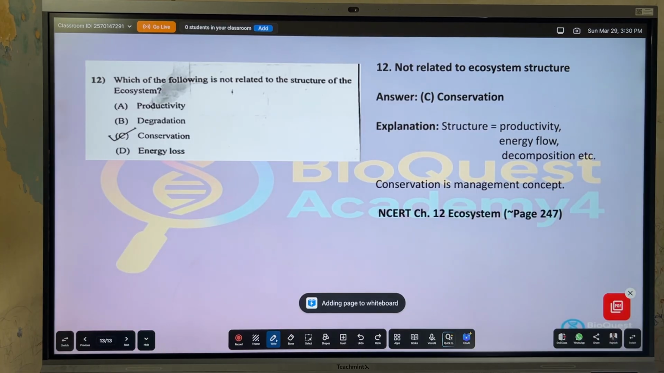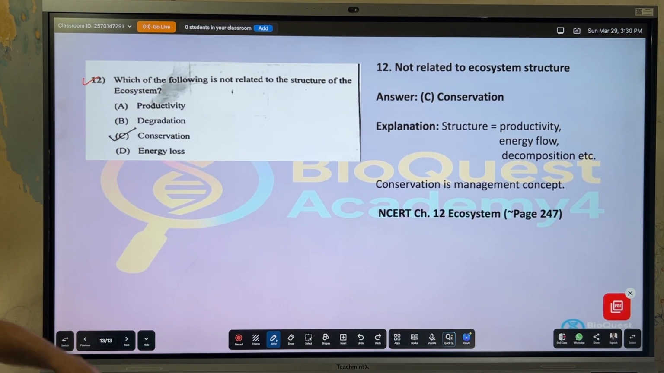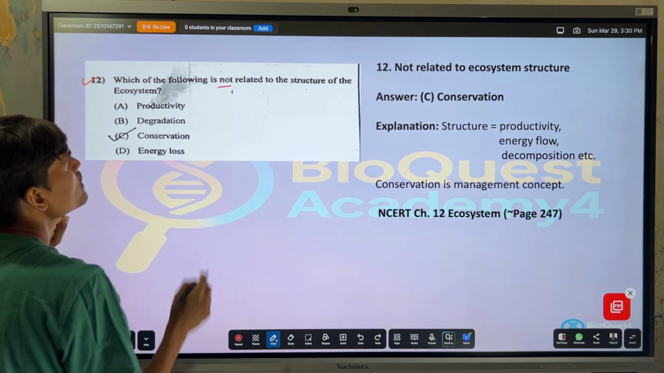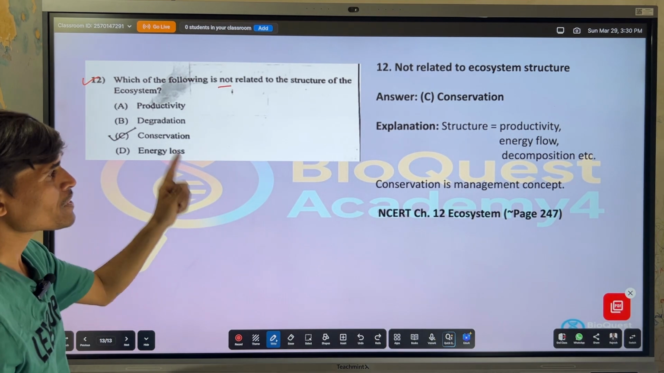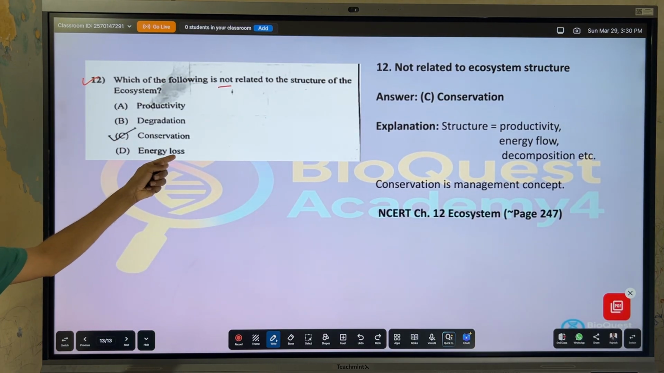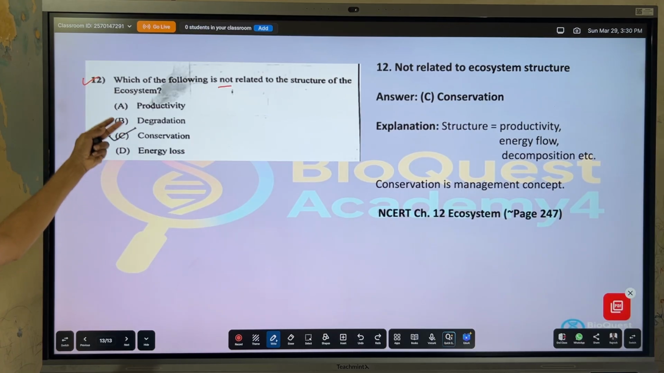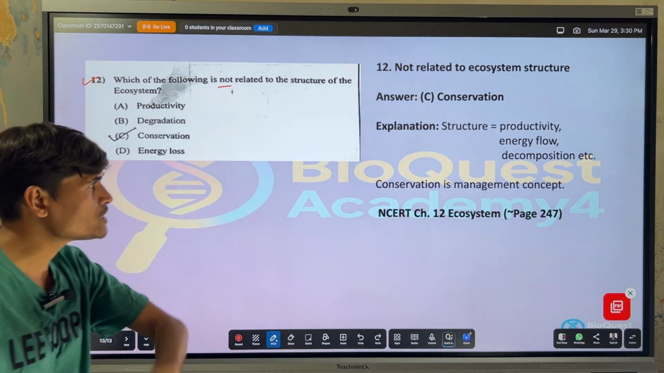Next question is question number 12. Which of the following is not related to the structure of the ecosystem? Four options: productivity, degradation, conservation, energy loss. What can be the answer? Not related to the structure of ecosystem.